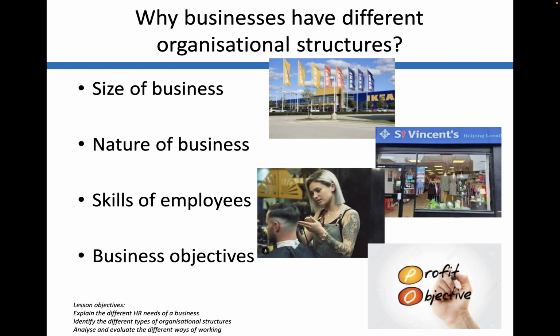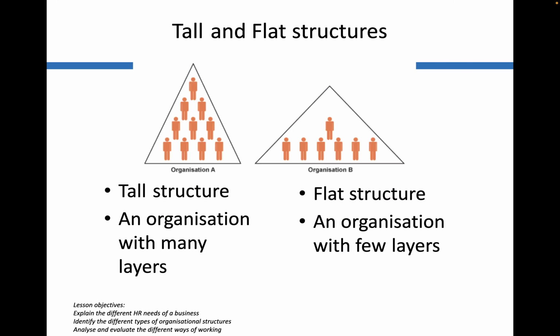What are the skills of your employees? Are they really heavily skilled and you can let them go off and do their own thing? Or do you really need to control them because they're not too sure what they're meant to be doing? And also, what are the business objectives? Are we just trying to make as much money as possible? Is that our objective? Or are we trying to help people? That may also impact on our organizational structure.